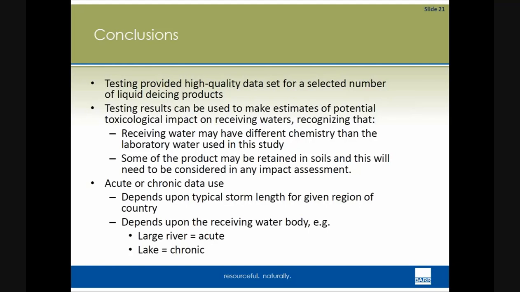And also the use of the acute and chronic data, I think, depends upon the size of the receiving water body and what kind of water body. If you're discharging into a lake, definitely the chronic toxicological data would be used, whereas for a large river, it may be more applicable to use acute data. And I say that for a large river water body, largely because, as we all know, discharges into larger rivers tend to hug banks and have a smaller mixing zone.